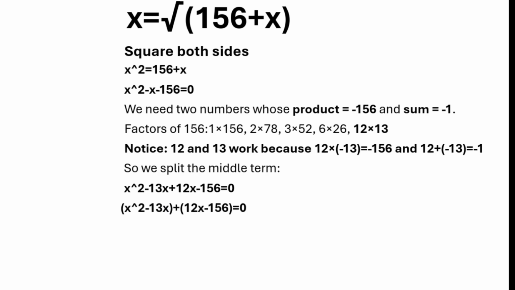Step 4. Group terms. X times x minus 13 plus 12 times x minus 13 equals 0. Step 5. Factorize. This gives us x plus 12 times x minus 13 equals 0. Step 6. Solve. X equals negative 12 or x equals 13.